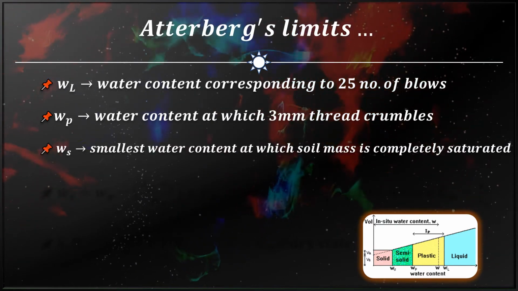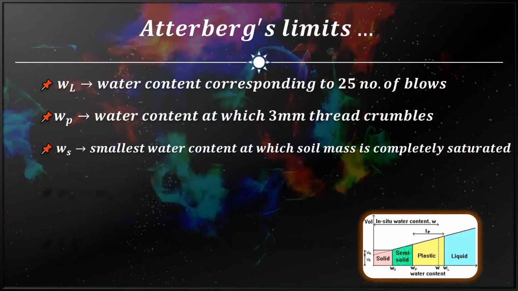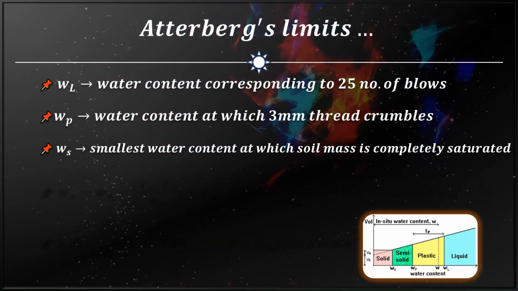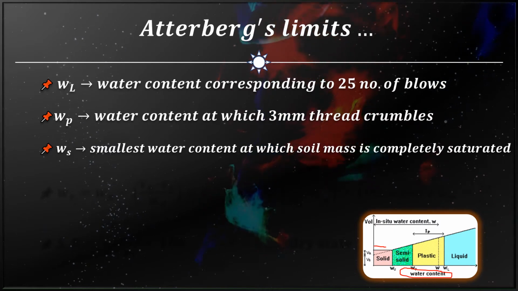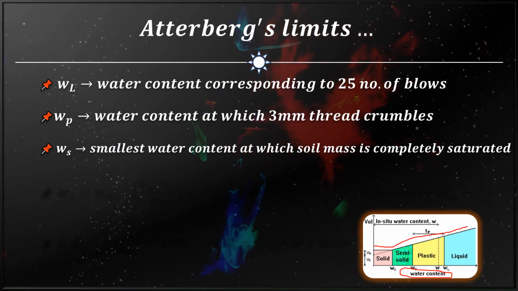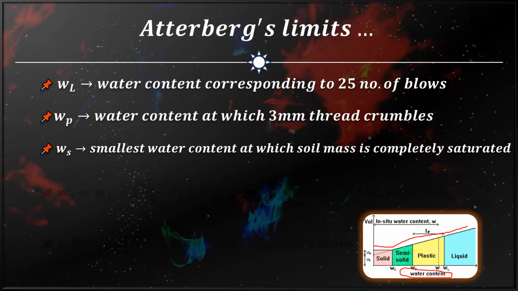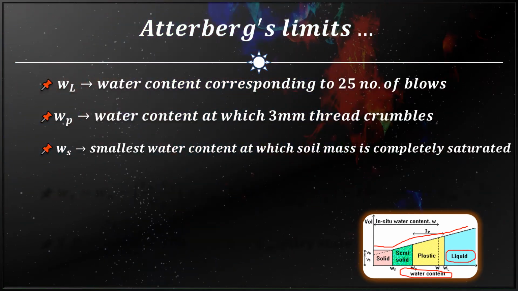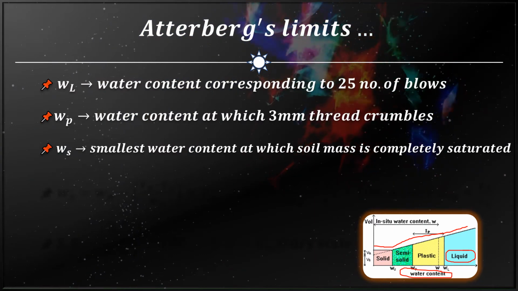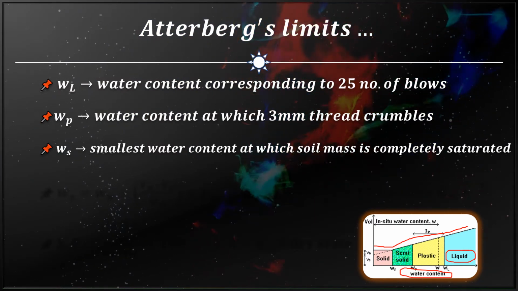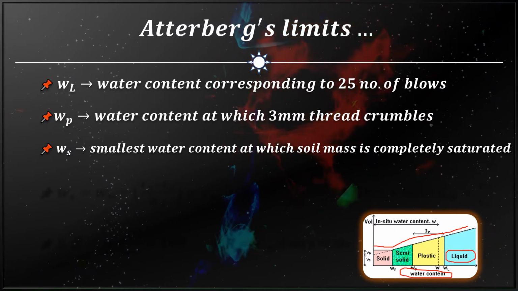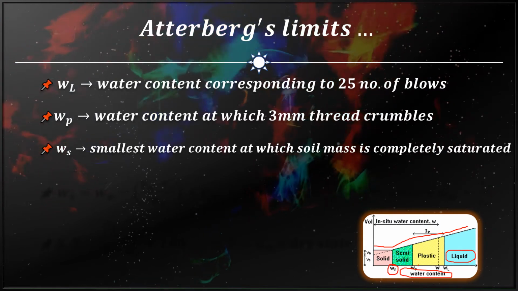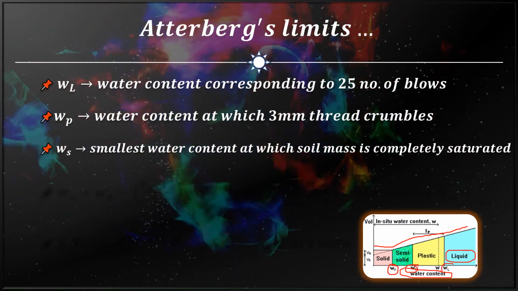And WS is the shrinkage limit. It is the smallest water content at which the soil mass is completely saturated. You can refer to this diagram, volume versus water content. So we can see here the solid and semi-solid phase, and plastic, and then after the liquid limit the soil will be like a slurry. It will have zero shear strength. So this is how volume varies accordingly with water content. First, the smallest water content at which there is complete saturation is the shrinkage limit. After that the plastic limit, and after that the liquid limit.